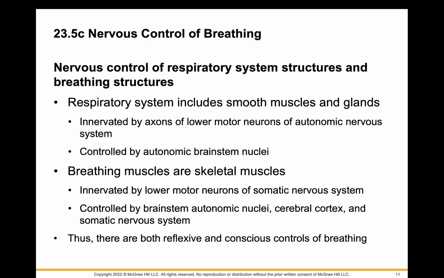Keep in mind the emphasis has been put on skeletal muscle. Skeletal muscle is innervated by lower motor neurons of the somatic nervous system, controlled by the brainstem nuclei, cerebral cortex, and the somatic nervous system. So one of the things that is different about this particular system is there's both reflexive and conscious control of breathing.